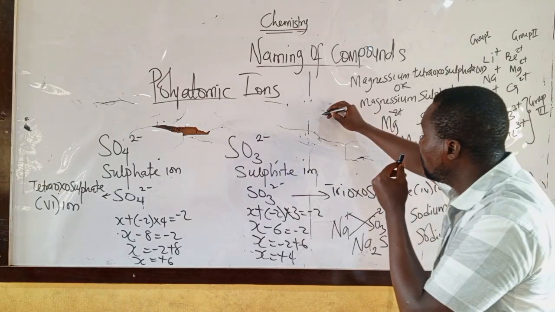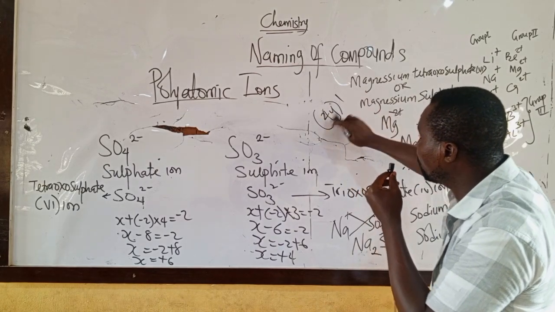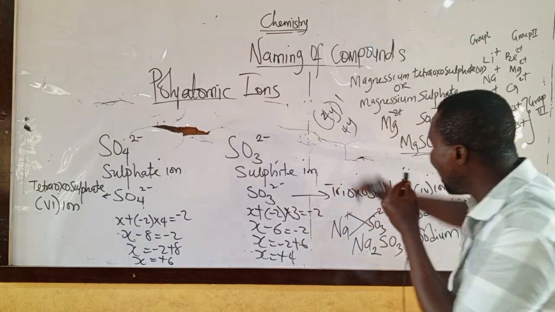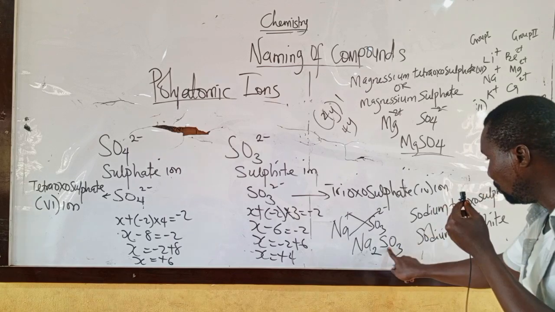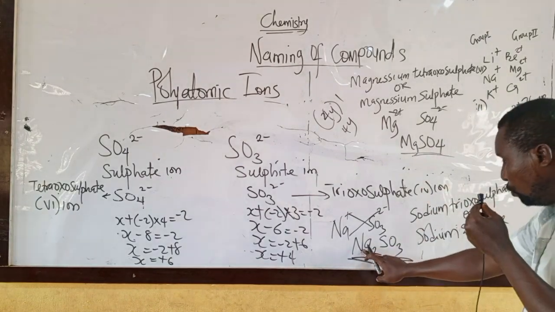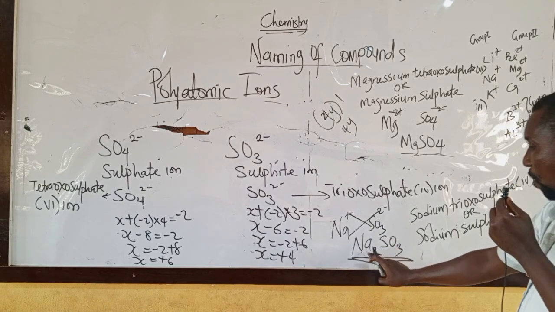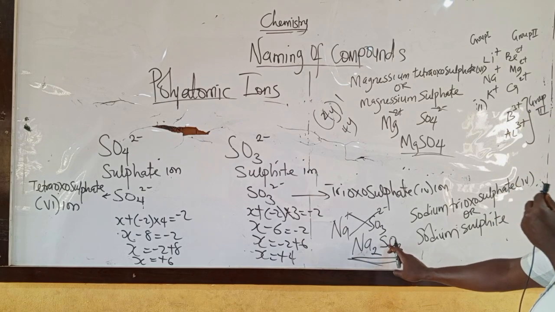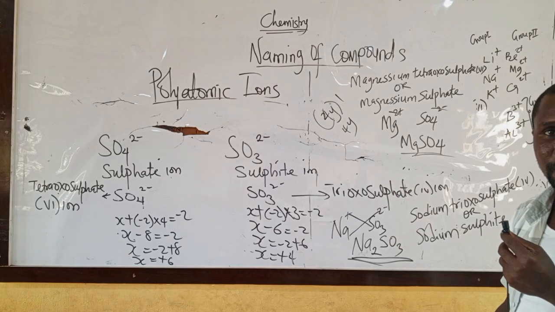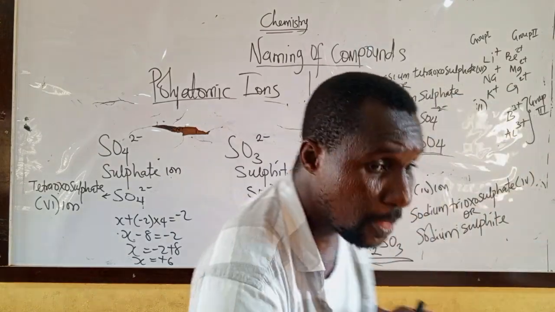If you say X4Y bracket 1, that is 4Y times 1, which is the same thing as 4Y. That means since it is 1, there's no need to put it in bracket. That means this is sodium trioxosulfate 4 or sodium sulfite. Take note of that. You can write so many things. Let us go to the last one.